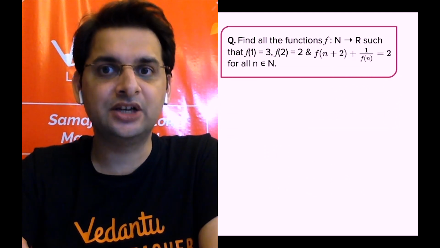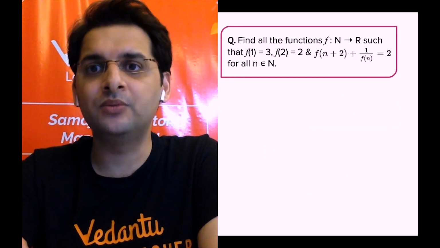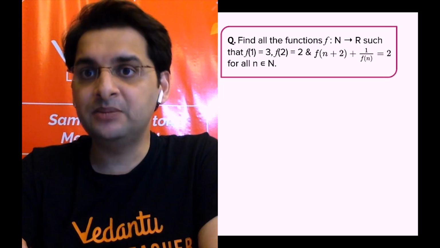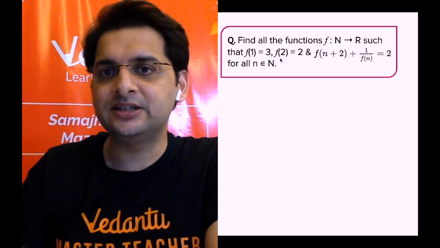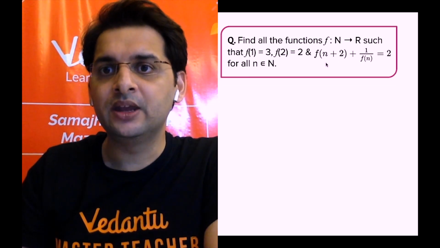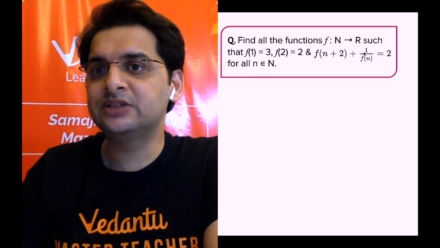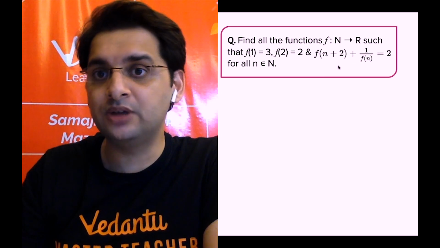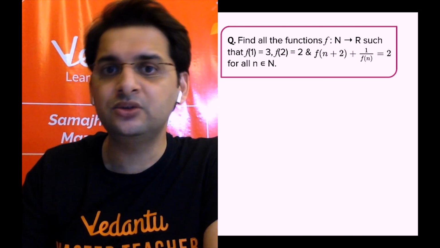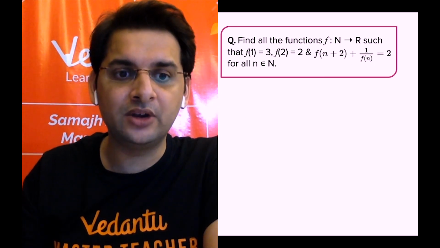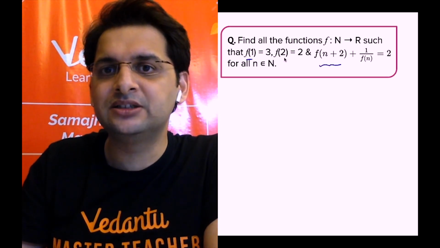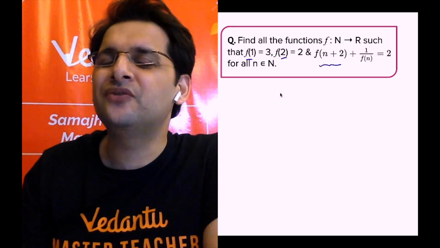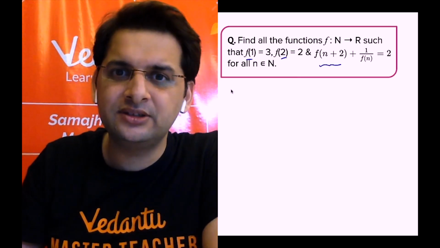This is the first question. Find all the functions from the set of natural numbers to the set of real numbers such that f(1) is 3, f(2) is 2, and f(n+2) + 1/f(n) = 2 for all n belonging to natural numbers. We know these two values, f(1) and f(2). Let us try to find f(3), f(4) and so on.